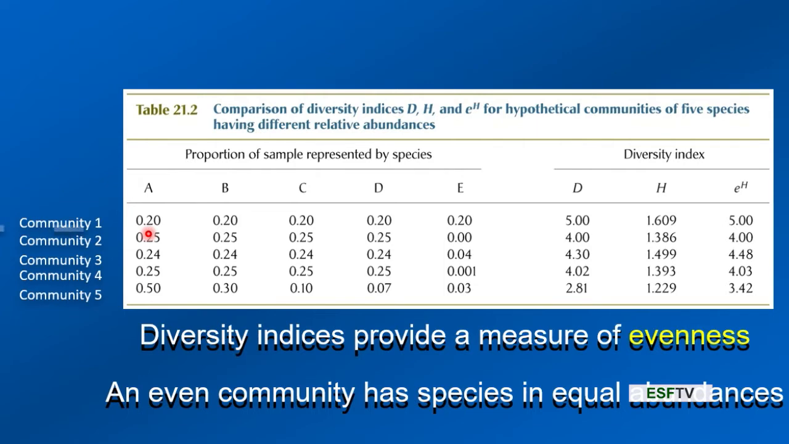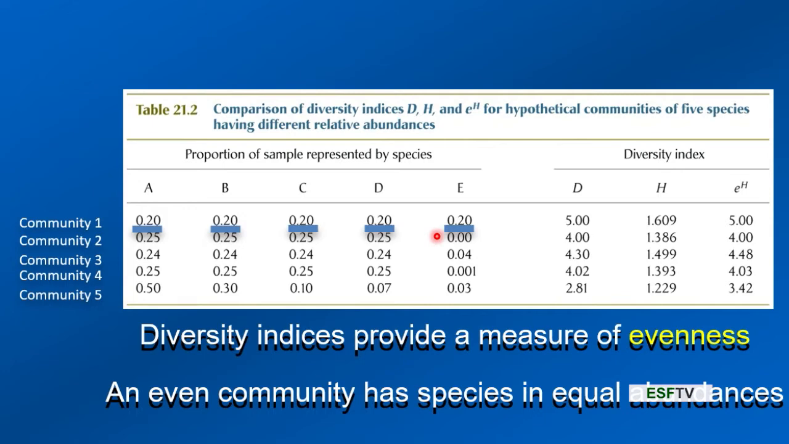So 20% for A, 40% if we add in B, add in C, you get 60% of the community, 80% with D, and then finally with E, 100% of the community has been described, with each species basically contributing 20%. A very even distribution of species in this community. How many species, if you were to write this up as species richness? 5, A through E, okay?